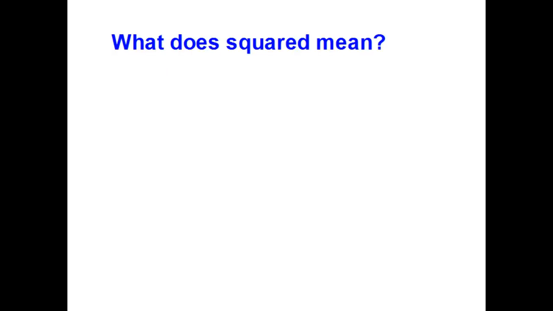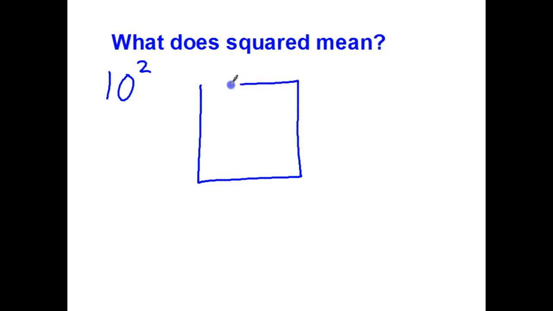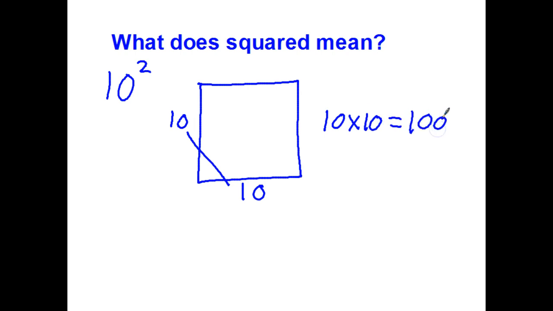So what does squared mean? Well, if I see something that says 10 squared, it's sort of like doing an area kind of thing. That means if I took a square and I made it 10 on this side and 10 on that side, it would be 10 squared, and I would take the 10 times 10 to find my area, which equals 100. So 10 squared really just equals 100. 10 to the second power equals 100.